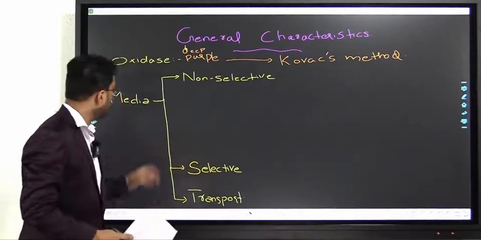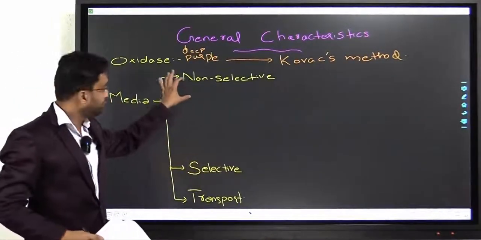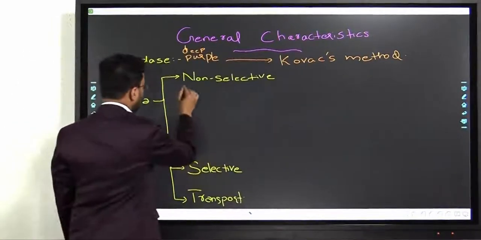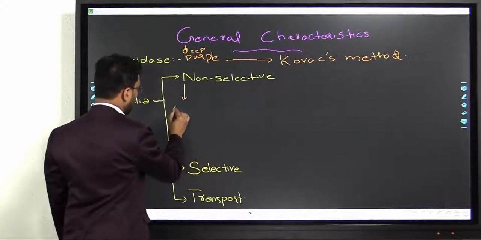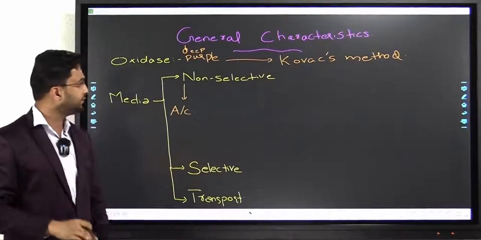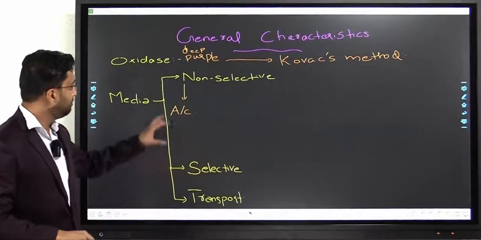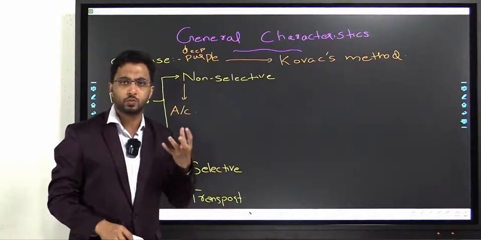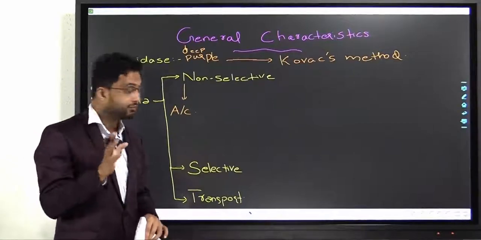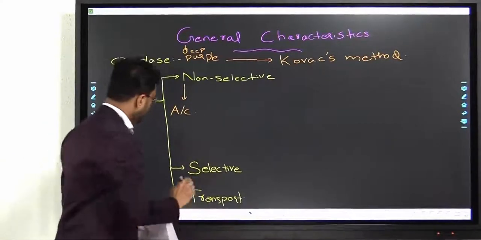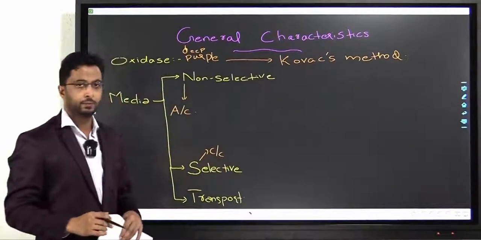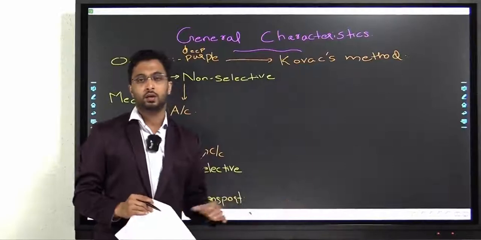Now, media. Three media you have to learn: non-selective, selective and transport. Please note, non-selective media is used in acute cases where you can find lots of organisms and they are growing well. You don't need to go into a selective media, which is much costlier, isn't it? But in a chronic case where the organisms are very few, the same applies to all organisms.